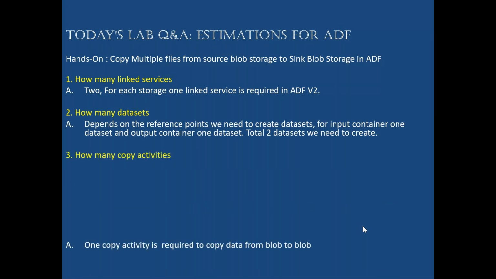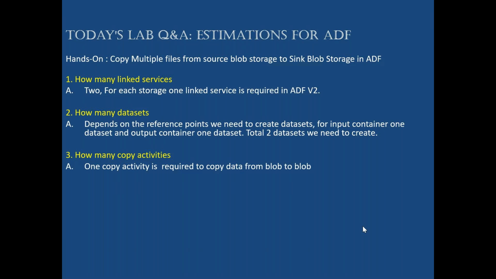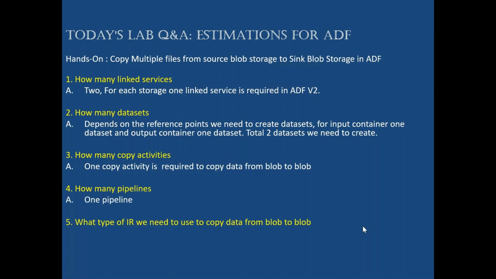How many copy activities do you need? You will be using only one copy activity, and you will keep changing the configurations to fulfill all four scenarios. How many pipelines? Only one pipeline. The type of IR we use is the Azure Integration Runtime, which supports data movement within the cloud. Within the cloud means blob to blob. The source blob is cloud, and the sink blob is also cloud.